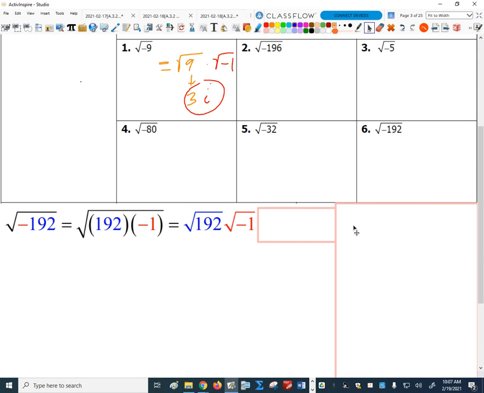So then all I've got to do here is simplify the square root of 192 by maybe doing something like couples go out, singles stay in, right? Okay, I'm going to show.